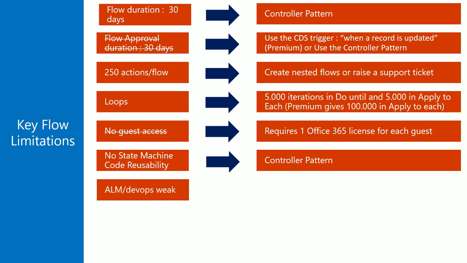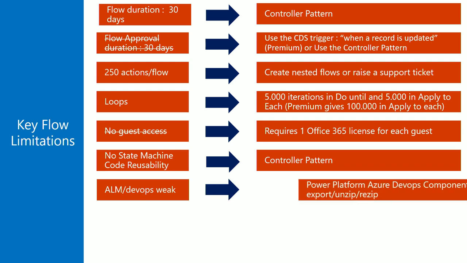The application lifecycle management and DevOps story in Flow and Power Apps are quite weak, especially in Flow. So you don't have history versioning. However, there are some new components. The Power Platform Azure DevOps components are in preview. In my case, I still use the old export way. So I export my flow.